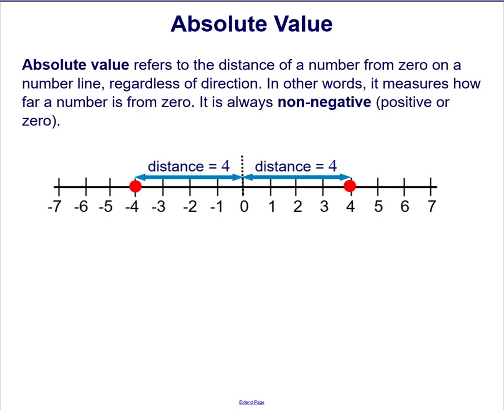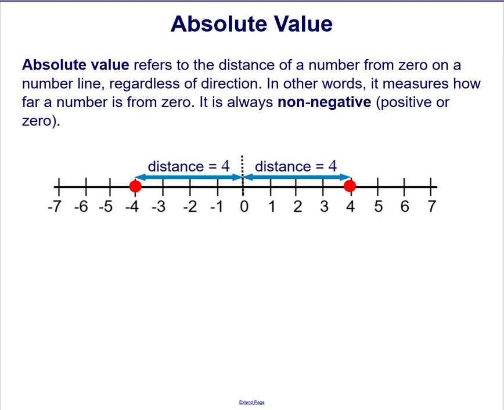Absolute value refers to the distance of a number from zero on a number line, regardless of direction. In other words, it measures how far a number is from zero. It is always non-negative, which means it is either positive or zero.